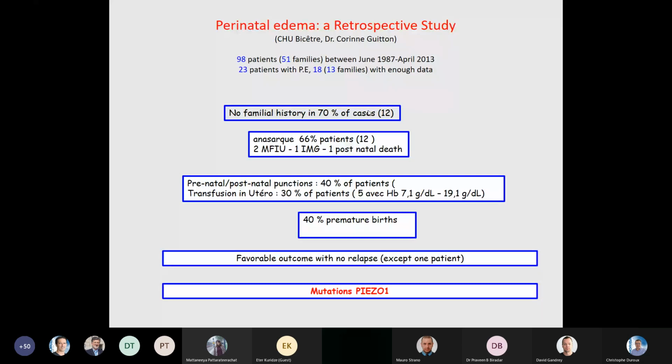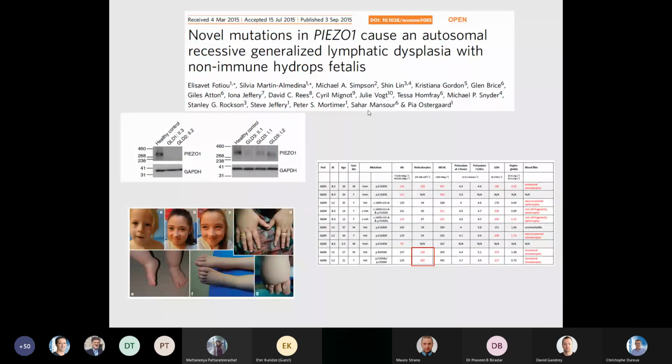And most of the time after birth, this perinatal edema disappears after a couple of months, and at the age of 1 or 2 years, it is totally gone, and most of the time there's no relapse. And it is clearly associated with PIEZO1 mutation. We know now why. It was published in 2015 that PIEZO1 is associated with generalized lymphatic dysplasia. It's more recessive, a loss of function mutation, but it has been shown that PIEZO1 is involved in the development of the lymphatic valve, meaning that this is probably why it is associated with this perinatal edema and xerocytosis.